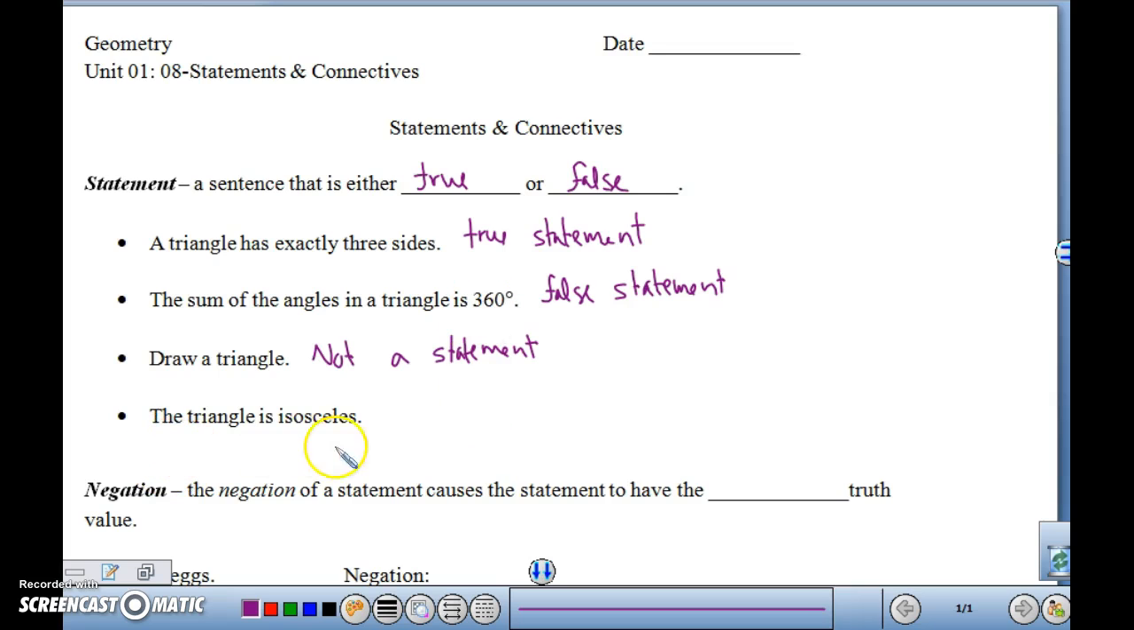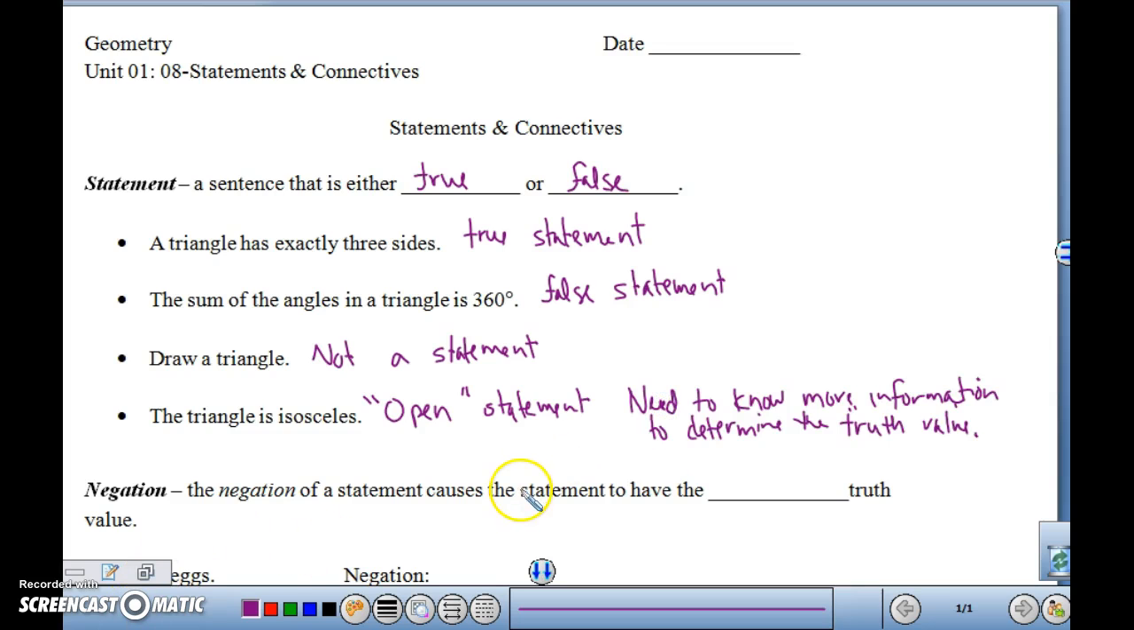Now, what about the sentence, the triangle is isosceles? Well, it's a statement, but can we determine if it's true or false? Well, it really depends on what kind of triangle you have. This is what's called an open statement. An open statement is true or false depending on the kind of triangle for this particular one. So this one you can't determine until you know what kind of triangle. So this one is called an open statement. With an open statement, you need to know more information to determine the truth value.